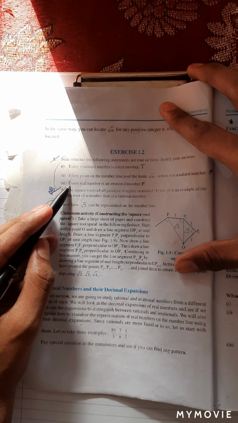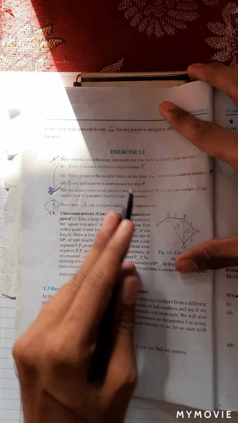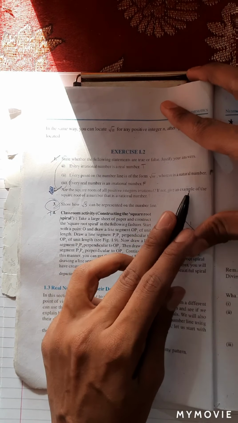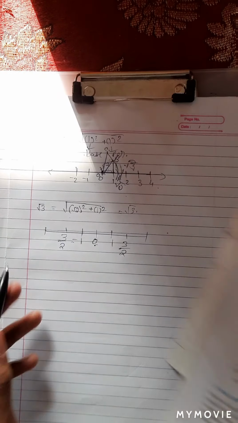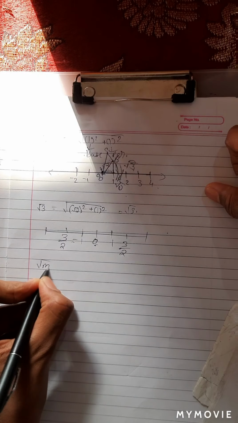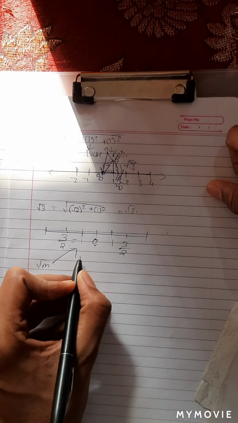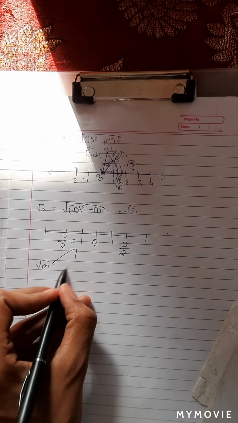Now the second statement comes: every point on the number line is of the form under root m, where m is a natural number. So according to this, it says every number in the under root form is present, where m is a natural number.